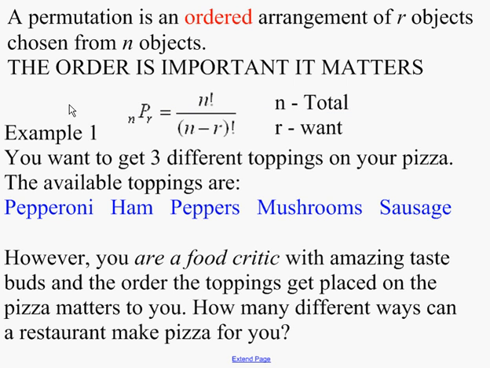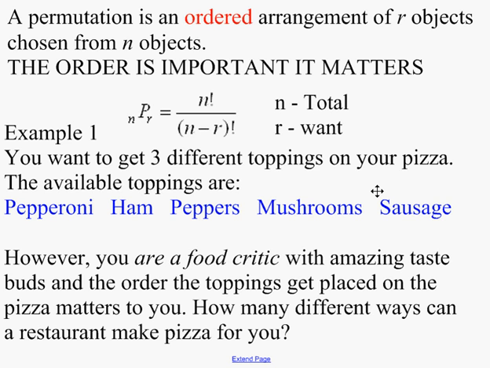You want to get 3 different toppings on your pizza. The available toppings are pepperoni, ham, peppers, mushrooms, and sausage. However, you are a food critic with amazing taste buds, and the order the toppings get placed on the pizza matters to you. How many different ways can a restaurant make pizza for you?